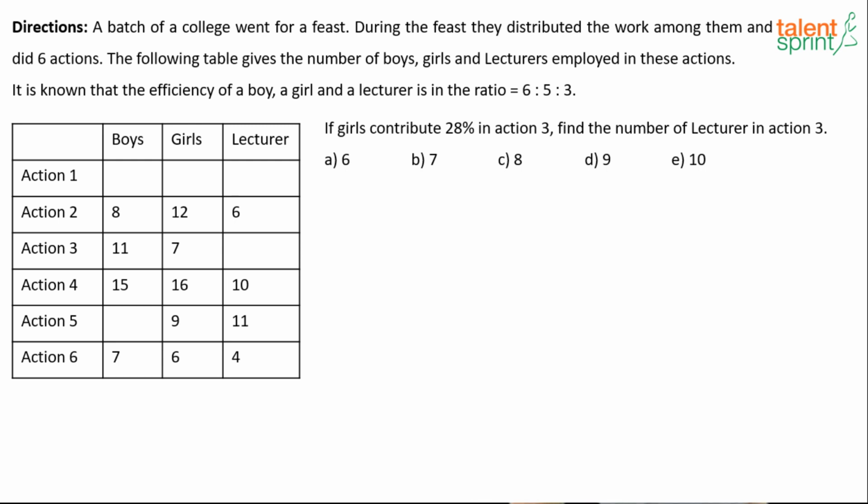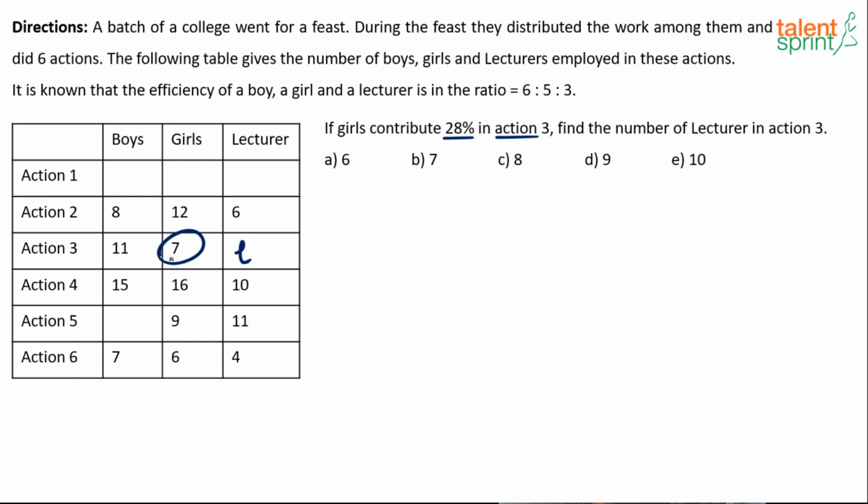8. 8 is what Power Star has marked here. Let's try it out. What does it say? If girls contribute to 28% in action 3, find the number of lecturers in action 3. So basically the number of lecturers in action 3 is missing. Let's assume it is L.